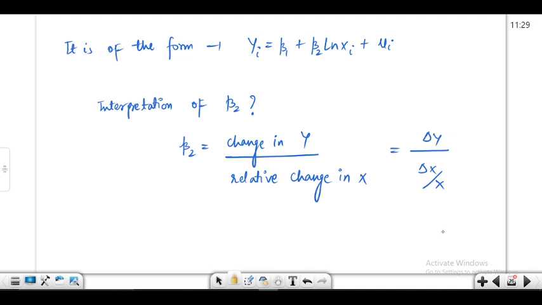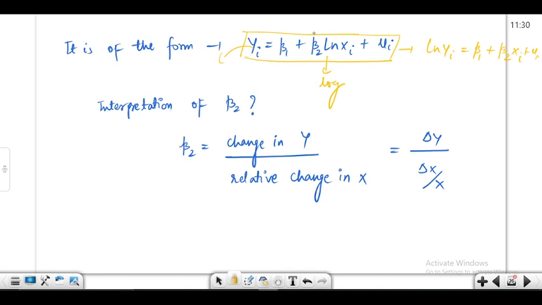So it is of the form... we can easily compare this with your previous model, which was like this. I hope this is visible. So this is your lin-log model. Your y variable is not in the log form, while your x variable is in the log form. This is the kind of regression equation that represents your lin-log model.